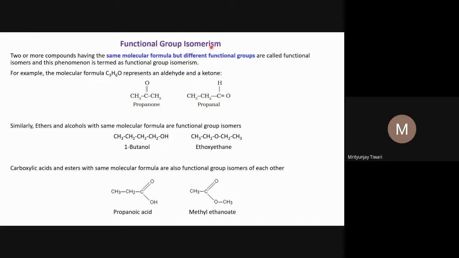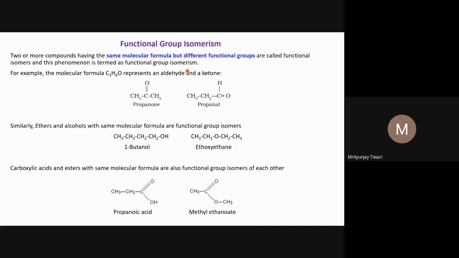Now let's see functional group isomerism. Two or more compounds having the same molecular formula but different functional groups are called functional group isomers, and this phenomenon is termed functional group isomerism.